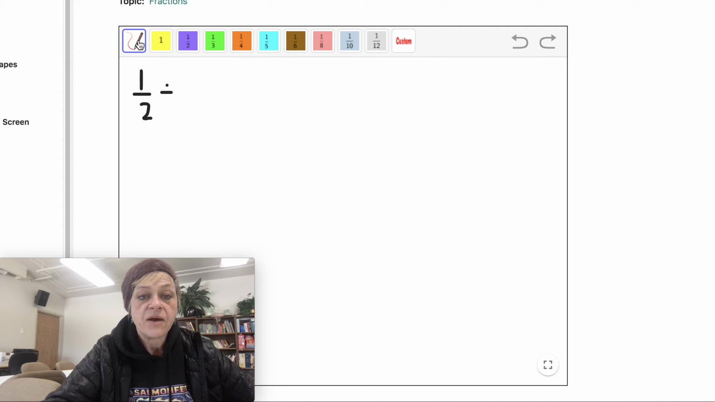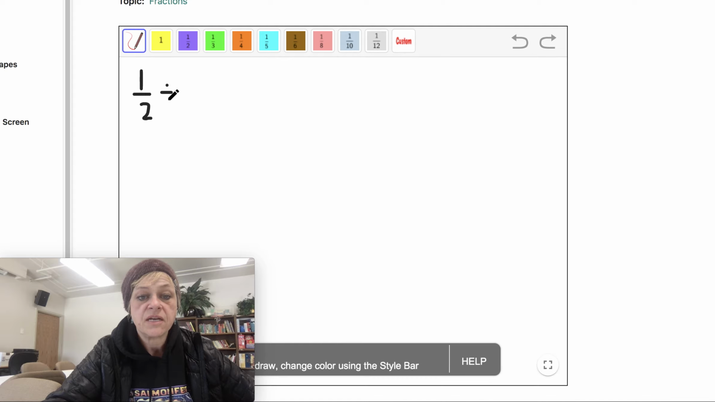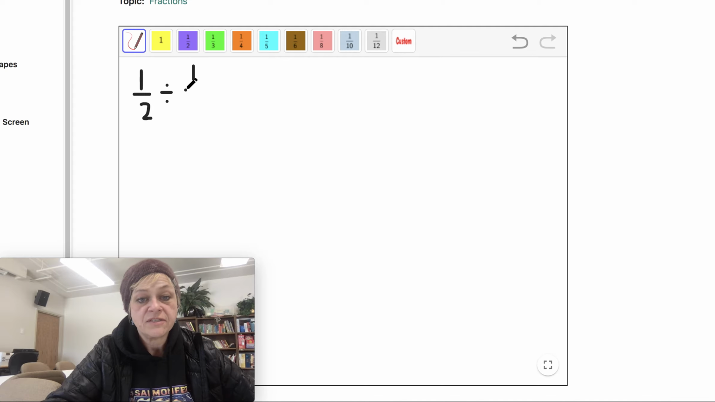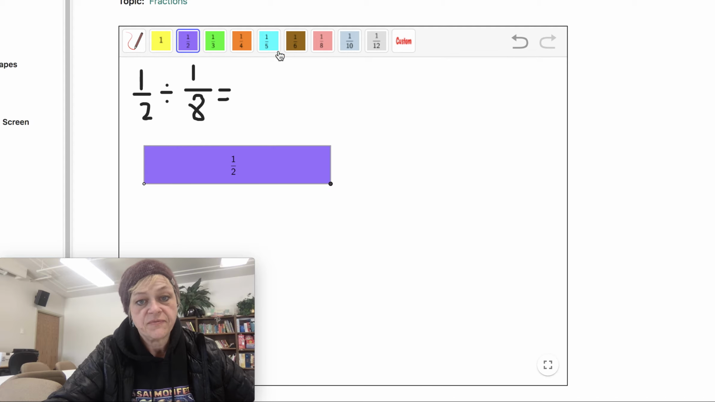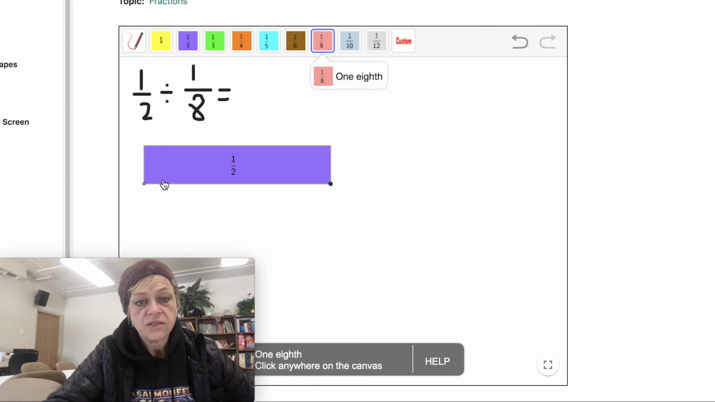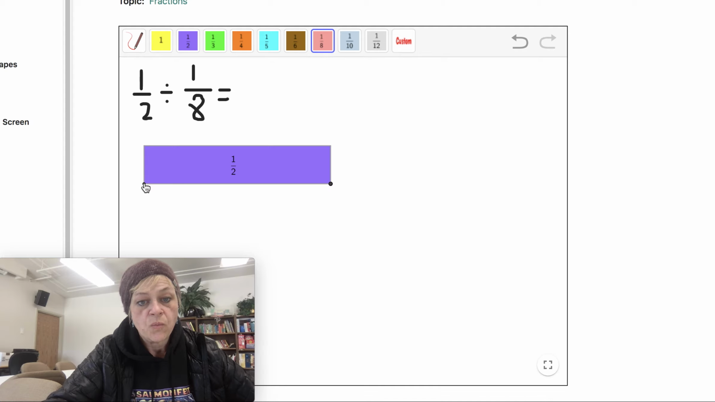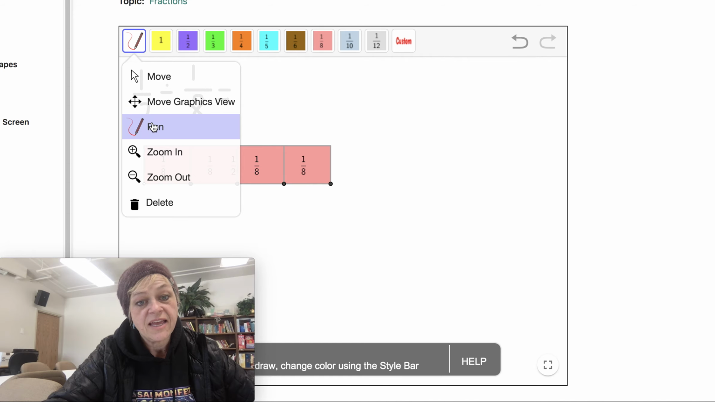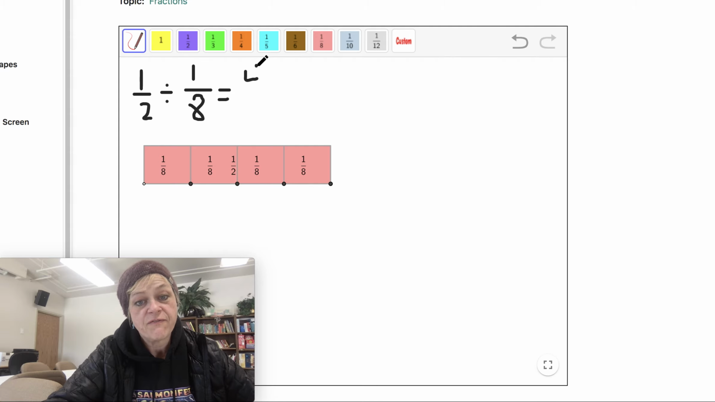Well, let's keep that 1/2 there. Let's try something else. What is 1/2 divided by 1/8? Well, let's try this again. Here's the 1/8 tool. 1, 2, 3, 4. 1/2 divided by 1/8 is 4.